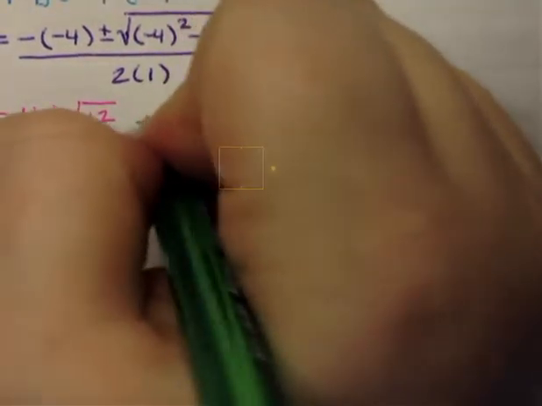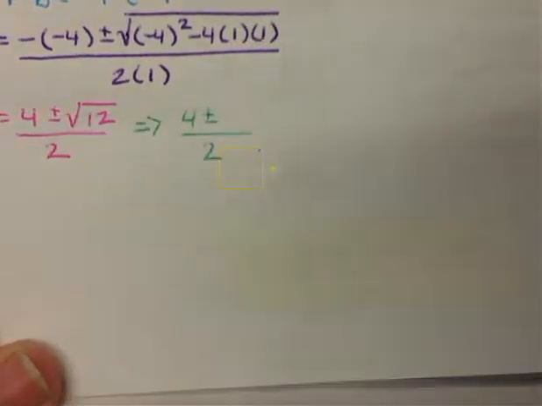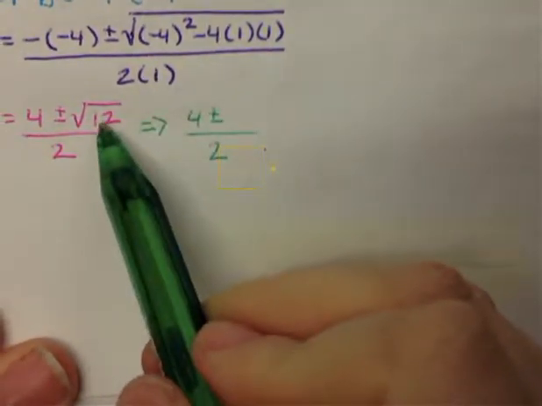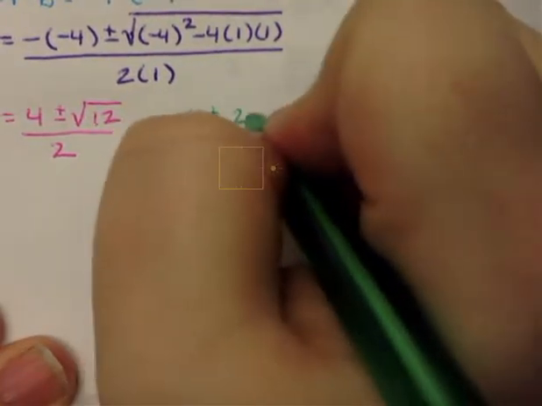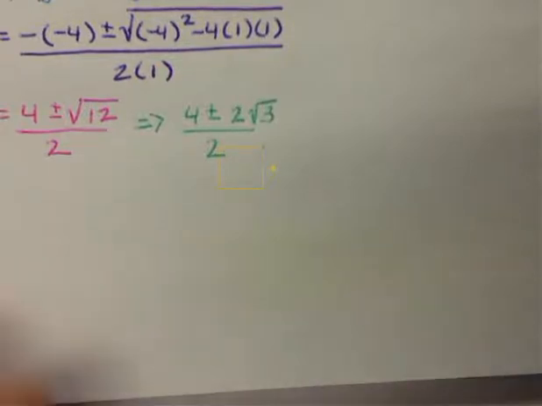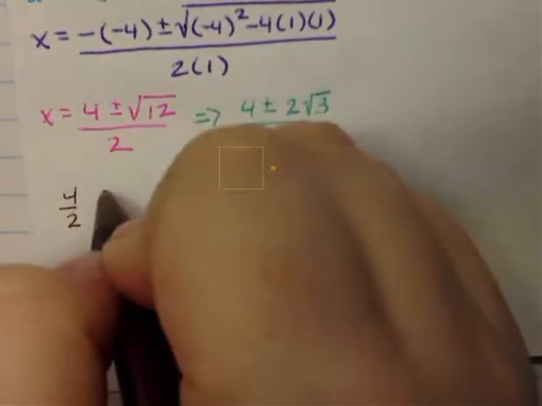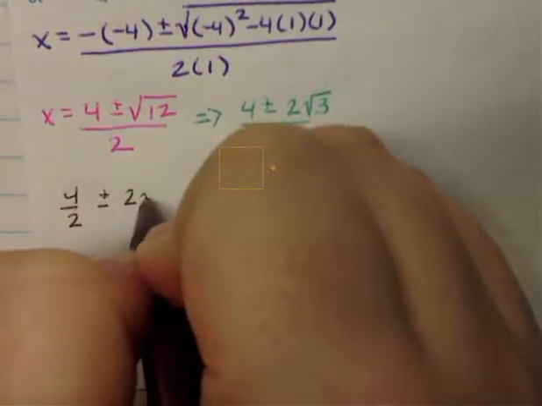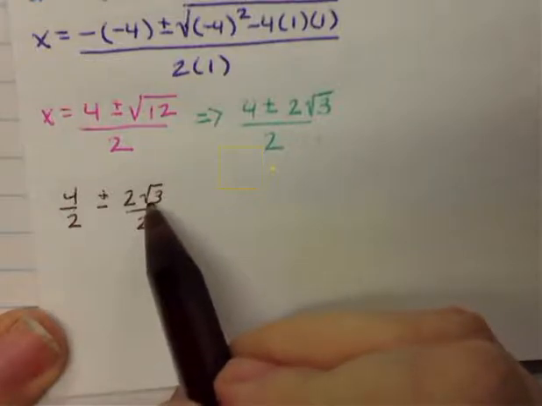So this becomes 4 plus or minus, and then we still have all over 2. We're going to simplify the square root of 12. 12 is going to be 4 times 3. So we know the square root of 4 is 2. We have the square root of 3 left over. So we need to separate these into two fractions to see if we can simplify. So we have 4 over 2 plus or minus 2 square root of 3 over 2. And again, the square root of 3 has to stay in our answer.